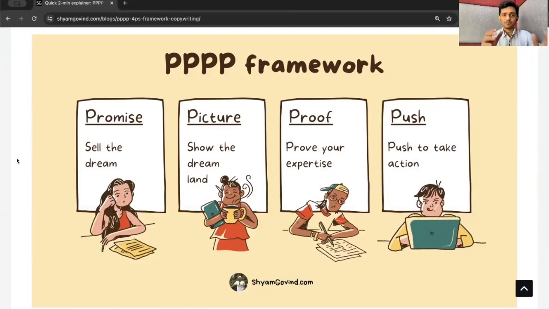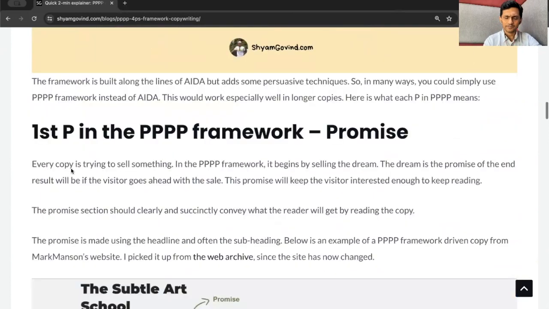In the promise, which is the basic headline that you would have in the copy, you sell the dream, right? In picture, you show the dreamland. You have sold the dream, but you need to show a clear picture of it so that people get excited about it. And then you show proof that this works. Your solution, whatever you're offering to take the person to the dreamland, works. So you show proof of it. And then finally you push them to take action. Right? That's how it works. So let's see it further.